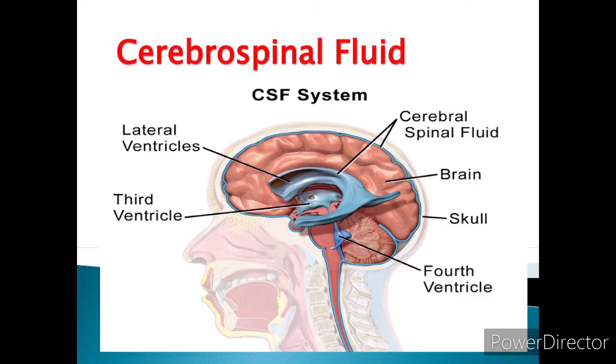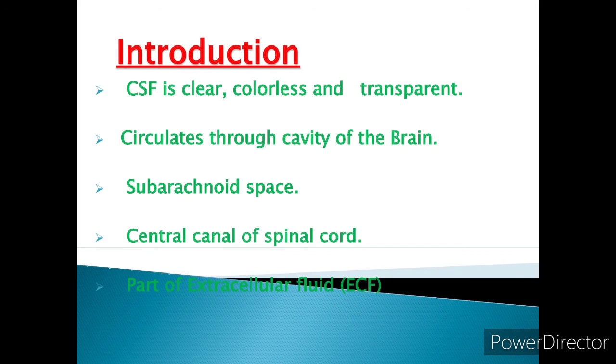Now next is the CSF, cerebrospinal fluid. First is the introduction. So first of all, what is CSF? CSF is a clear, colorless and transparent fluid. It circulates through the cavities of the brain and it is situated in the subarachnoid space and the central canal of the spinal cord, and it is a part of the extracellular fluid.